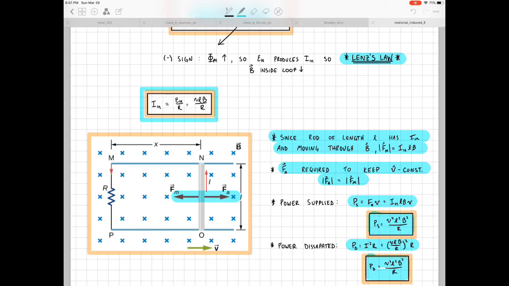That EMF introduces an induced current in the circuit, and so there's power supplied by the applied or the external force, and the circuit dissipates all of that power. And so rather than an EMF being generated by, say, chemical means from a battery, here it's the motion of the conductor through a magnetic field that generates that EMF.